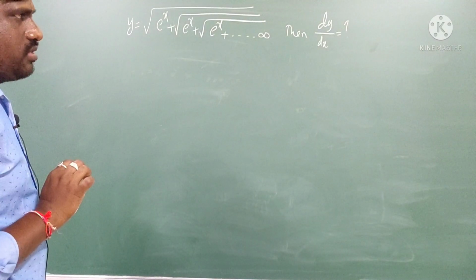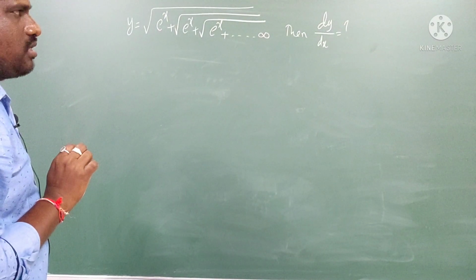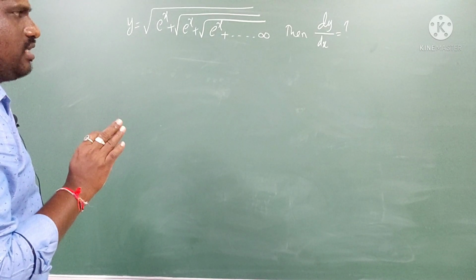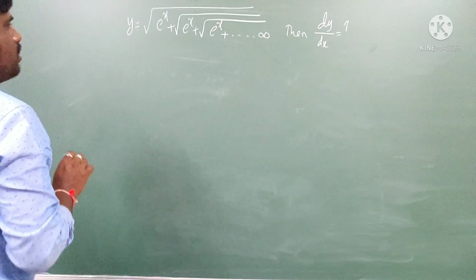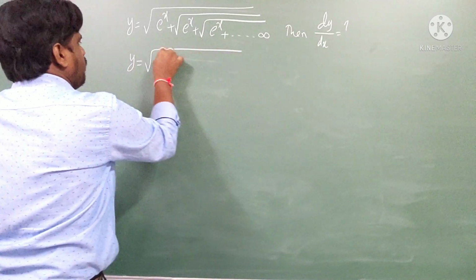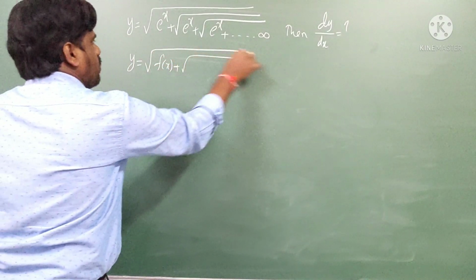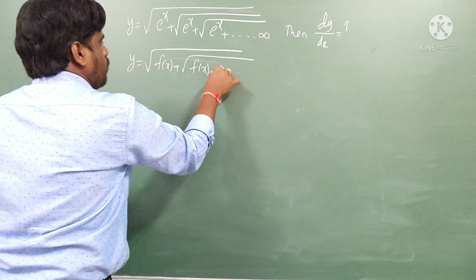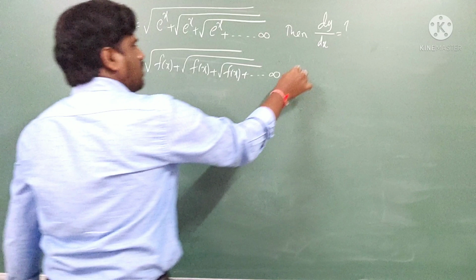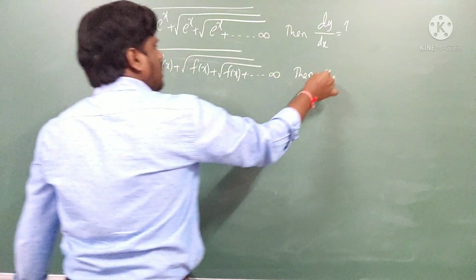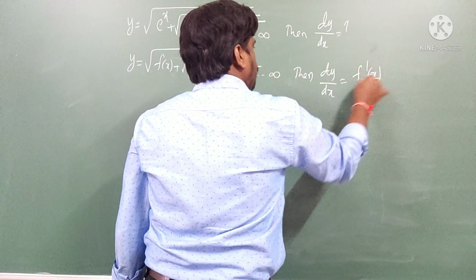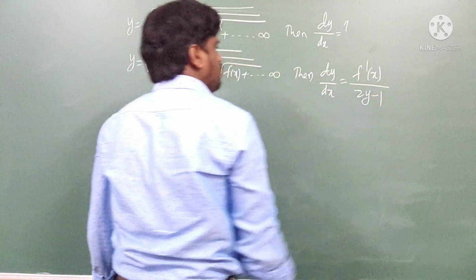This question I gave you as homework in the previous lecture. So how to solve such questions? These types of questions are important from the NDA, KCET or JEE point of view. To solve such questions, there is one formula. Y is equal to square root of f of x plus square root of f of x plus square root of f of x plus so and so infinity. Then the formula is dy by dx is equal to f dash of x upon 2y minus 1.